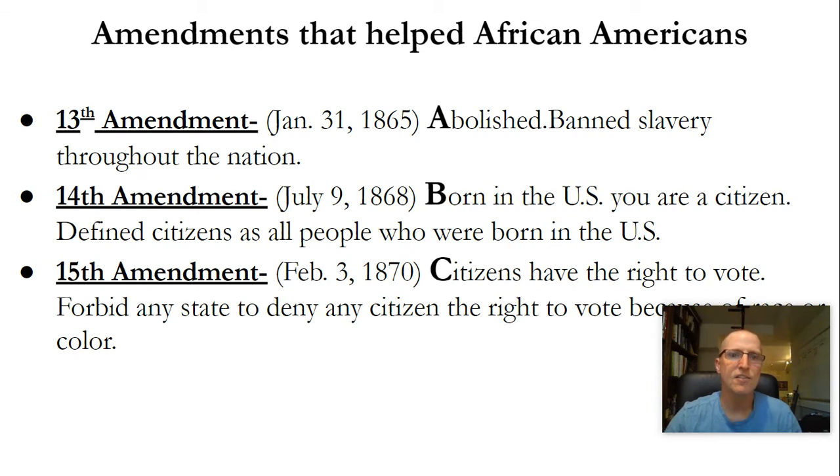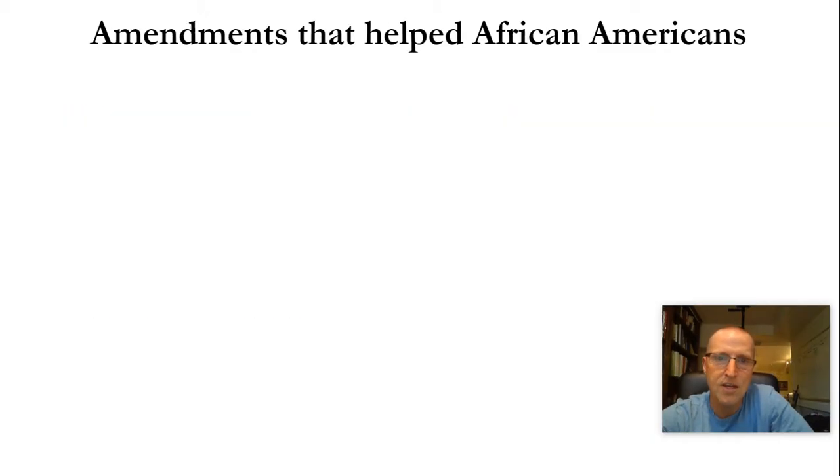So the 13th, 14th, and 15th Amendments, hopefully you're going to remember them as ABC. All right, so the 13th Amendment is first, now going to abolish slavery. This is going to now make Africans who were once slaves free. The 14th Amendment is going to state that if you're born in the U.S., you are now a citizen. Now, if you're a citizen, you are going to have certain rights. And one of those rights is going to be to vote.